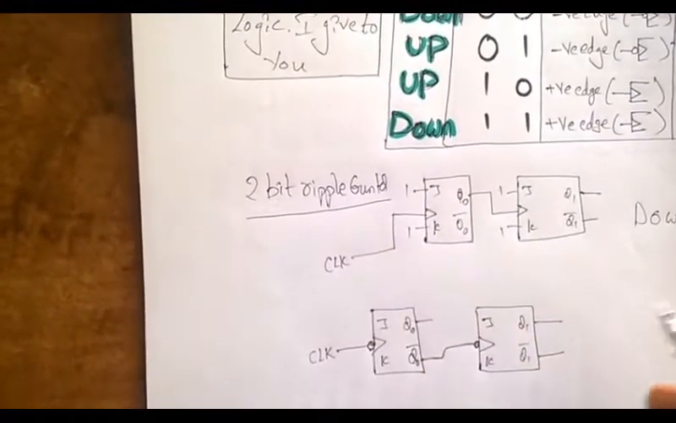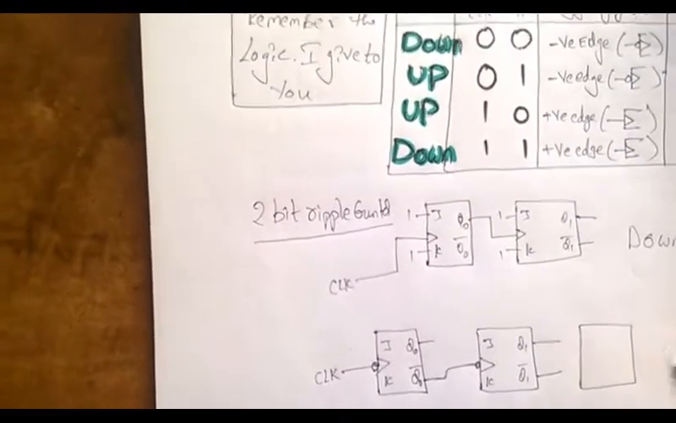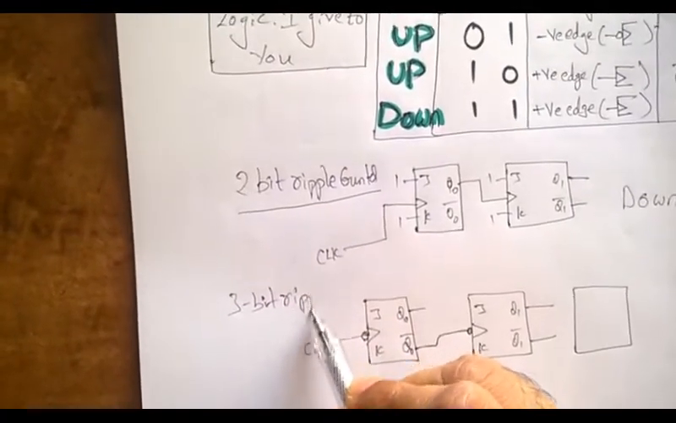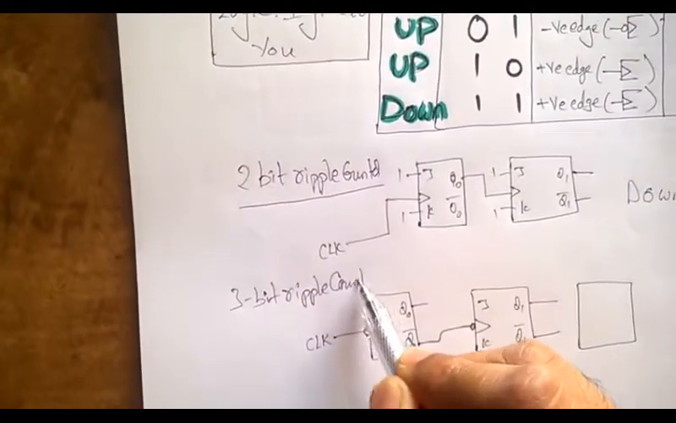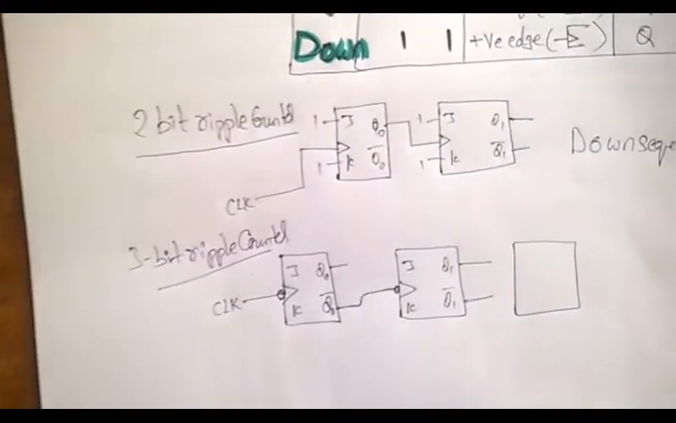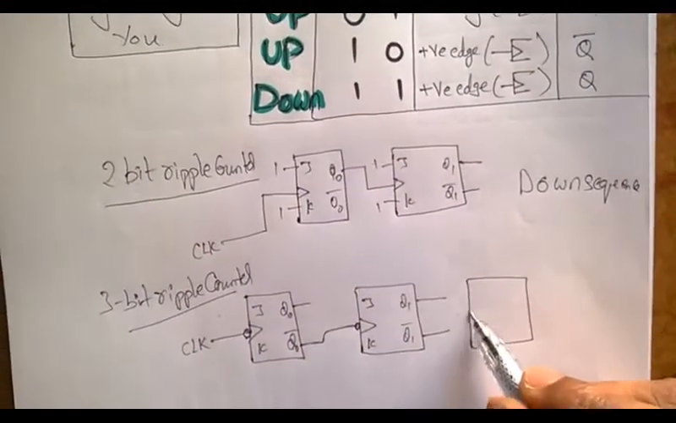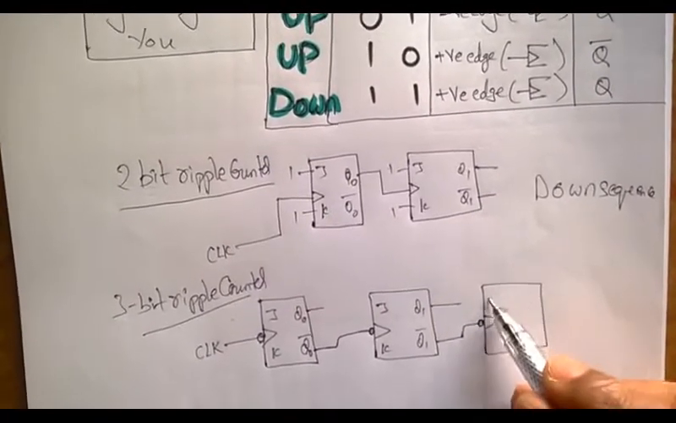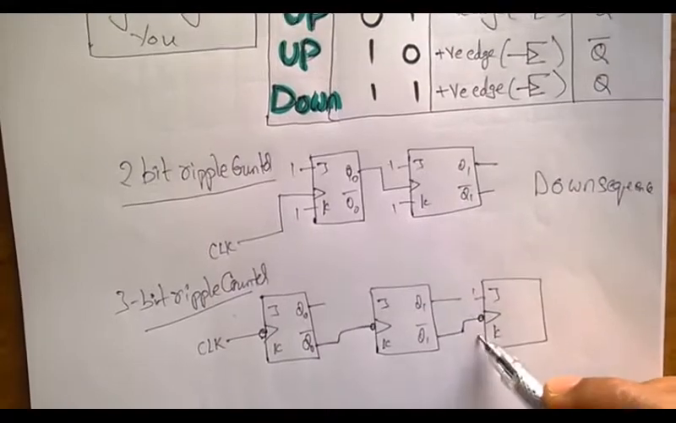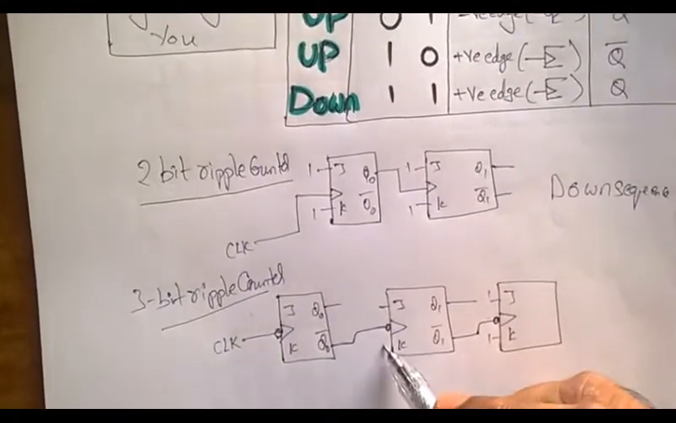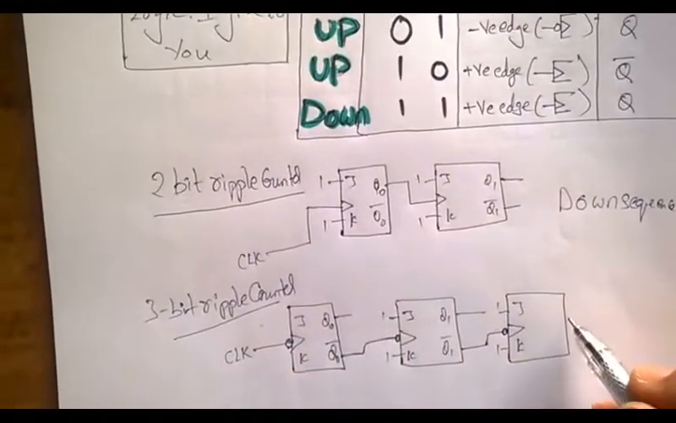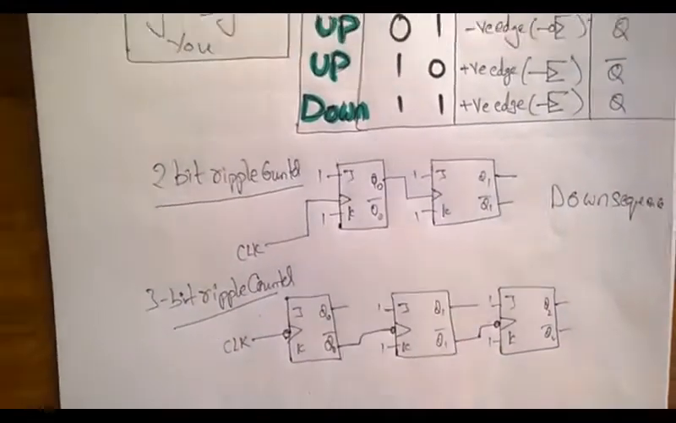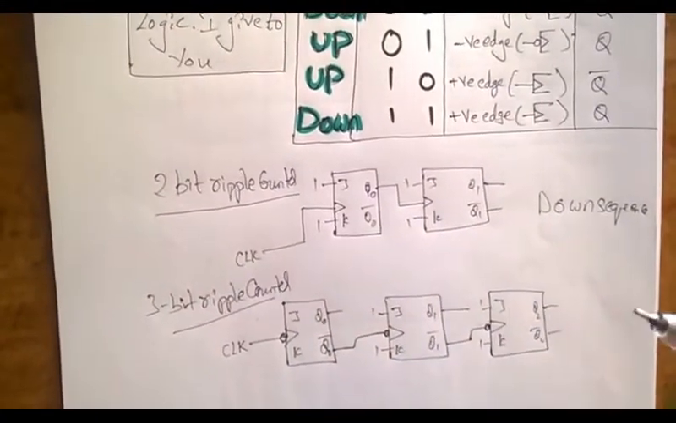If you want, we can add another flip-flop, and it makes a 3-bit ripple counter. Okay, connect this, fine, J, K, toggle mode, right, as we have considered asynchronous flip-flops. Q2, Q2 bar. Now identify whether it counts up or down.